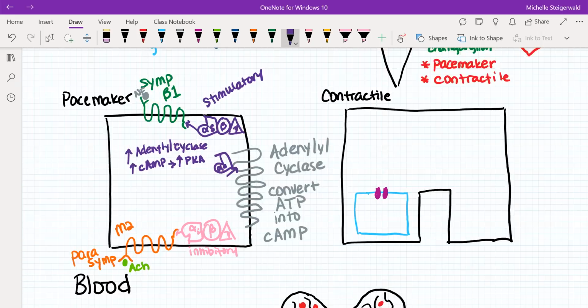On the other hand, if you bring this G alpha I in, because it's inhibitory, if it binds, it's going to slow adenylyl cyclase down. So you decrease adenylyl cyclase, and then you're going to decrease cAMP and PKA.